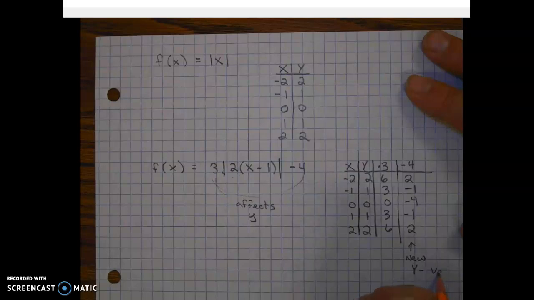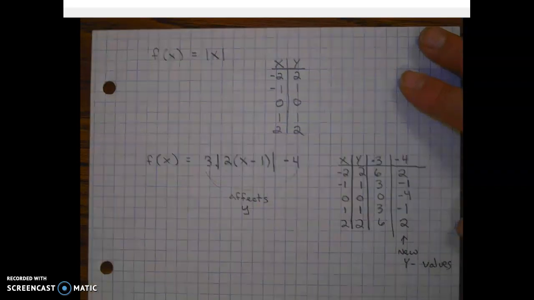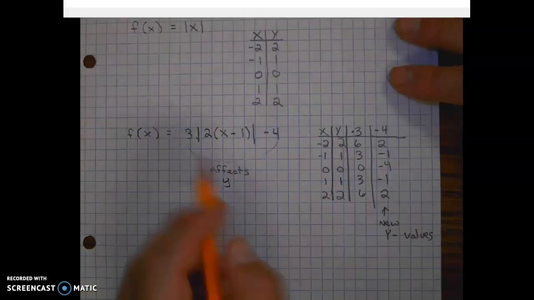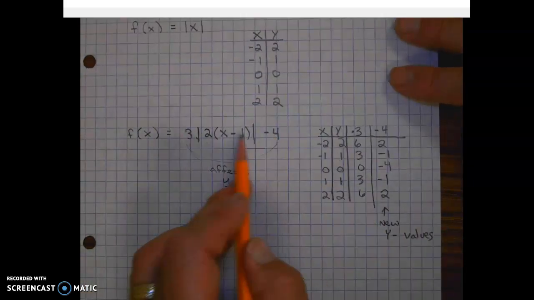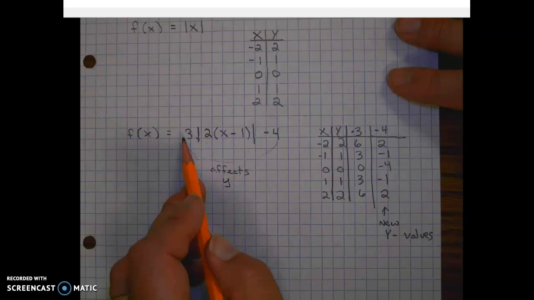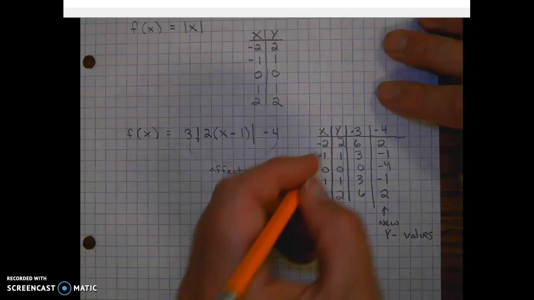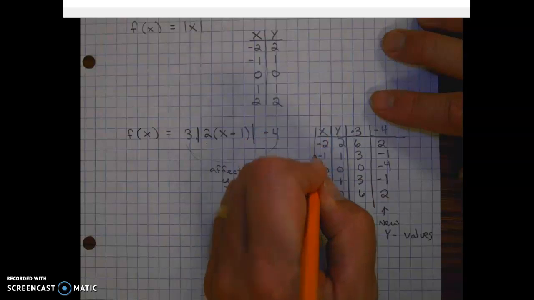I'll just call them new y values. Hopefully I'm still on there. Yep. So remember, we're trying to find the graph for this function by hand. Okay? Now, let's affect the x.